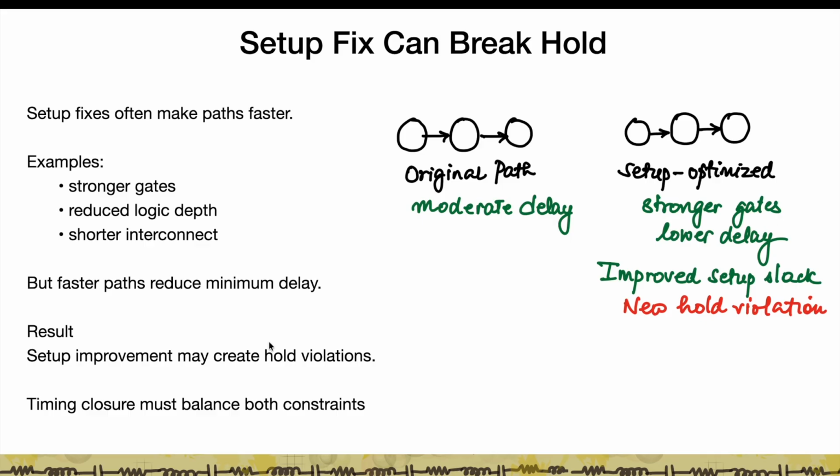This is not a hypothetical. It happens constantly in real timing flows. You fix the setup list, generate a new hold report, and find a new batch of violations that weren't there before. Timing closure isn't just about making paths fast enough. It's about keeping paths in a specific window, fast enough for setup, slow enough for hold, simultaneously.